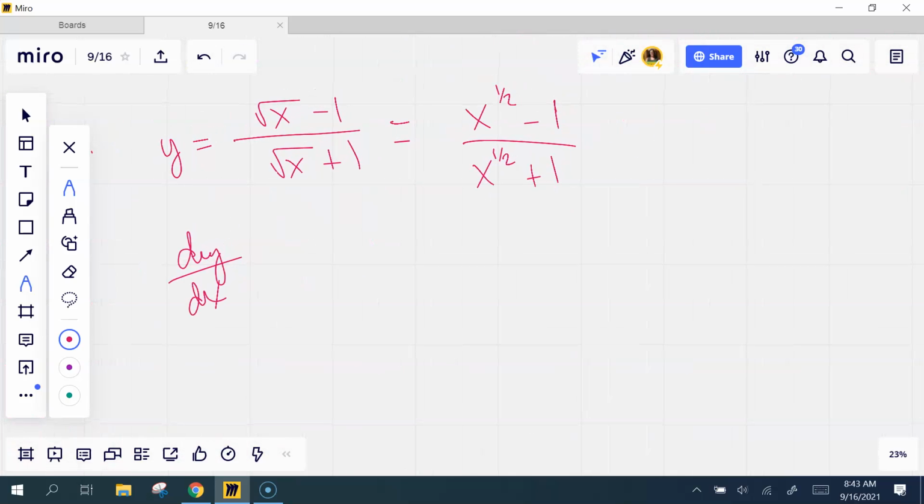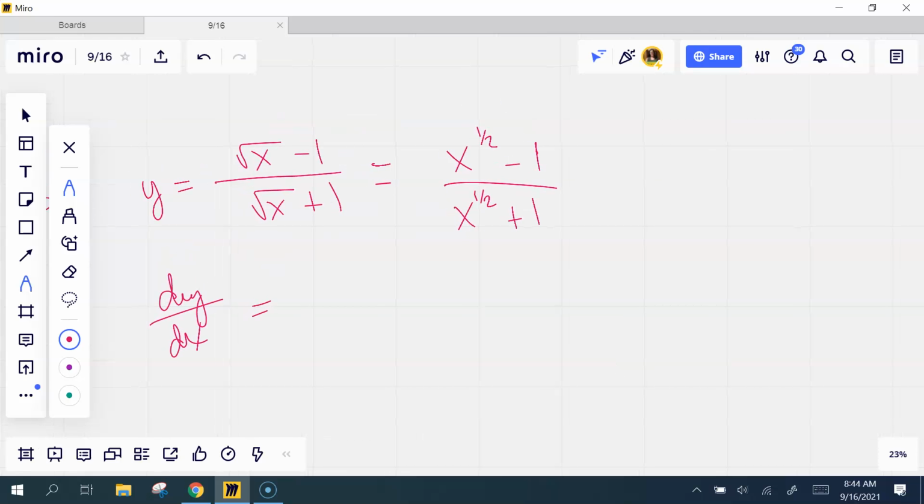Derivative here. Quotient rule. Derivative of the top. What's the derivative of x to the 1/2 minus 10? Same rule. It's still x to the. All right, 1/2 x to the negative 1/2. That's exactly right. That's the derivative of the top times the bottom minus.